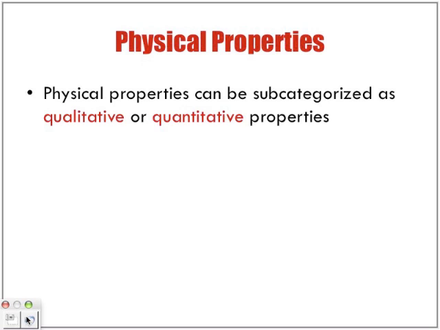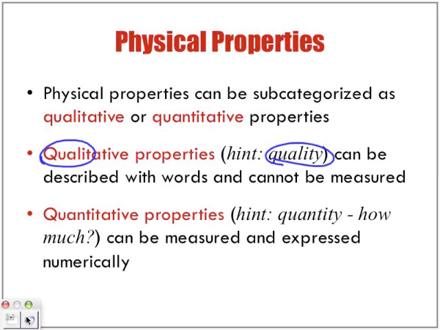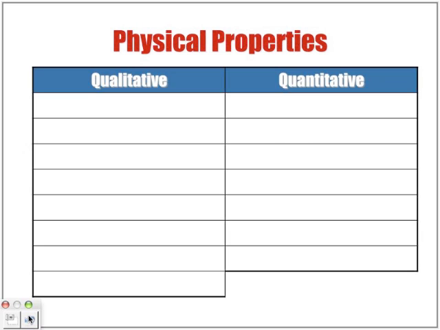These physical properties could be subcategorized as either qualitative or quantitative properties. The hint in qualitative is it describes the quality, and in quantitative it's the quantity of the matter. It's usually expressed in numbers. This is a chart describing the physical properties.